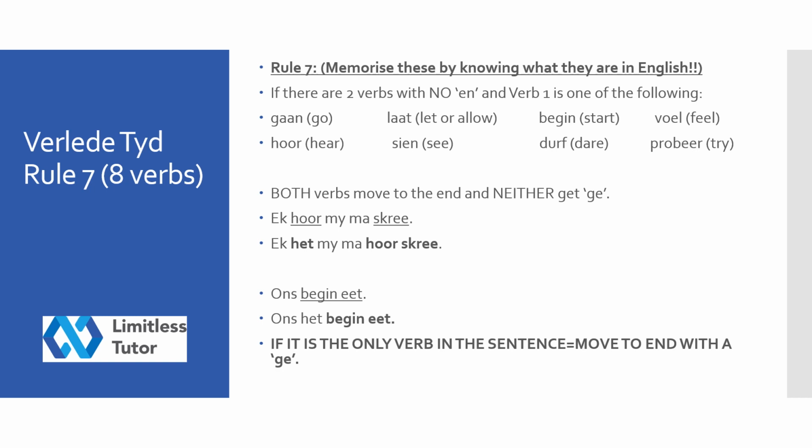Generally with this rule, I notice a lot of people don't know it. If there are two verbs with no "en" between them, not separated by the word "en", and verb 1, the first one, is one of the following: gaan, laat, begin, voel, hoor, sien, durf or probeer, both verbs move to the end and neither one gets a "ge". So: ek hoor my ma skree, ek het my ma hoor skree. Ons begin eet, ons het begin eet. If it's the only verb in the sentence, then you can move it to the end with a "ge".